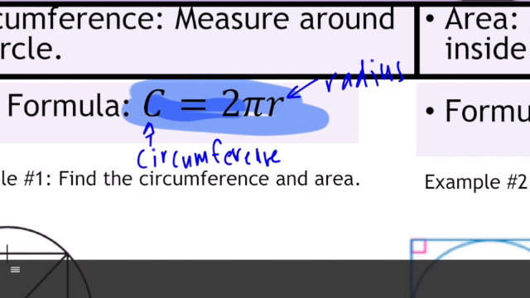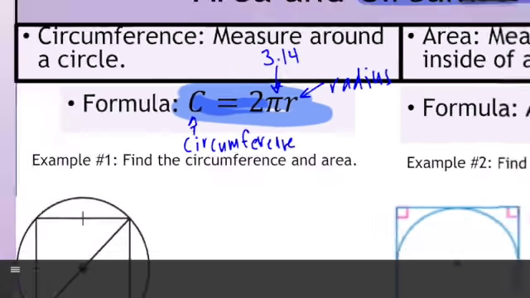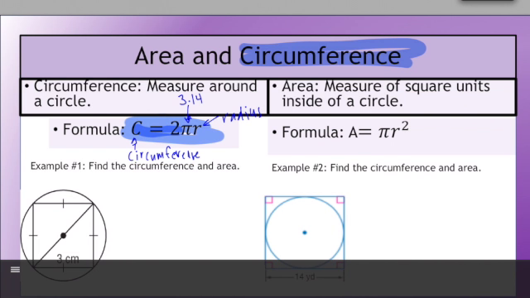And then the pi, this is going to represent a constant, and we're just going to approximate it as 3.14. Okay, most calculators have a pi button, which you can use as well. We are going to calculate the circumference and the area using pi as an approximation, and also leaving it in its exact form with just the pi. So let's see what that looks like in the examples.